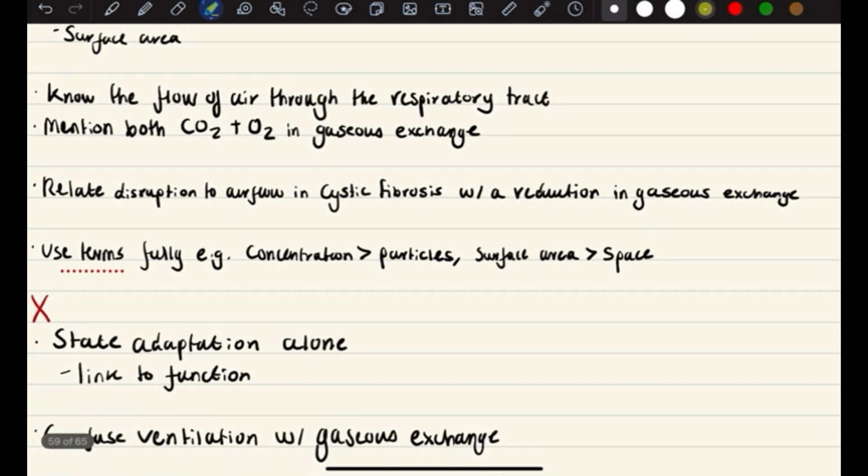Now, later in this topic too, we are going to talk about cystic fibrosis. But what you're going to need to do is explain how your airflow obstruction in cystic fibrosis is going to reduce gaseous exchange. That's going to be a really, really important point when we get there. And also, use your terms fully. So, like, don't say there's a lot of particles in one area. Say there's a high concentration of particles. Don't say there's more space, say there's a bigger surface area. You know what I mean? In biology, you just have to be really, really specific to get these marks.